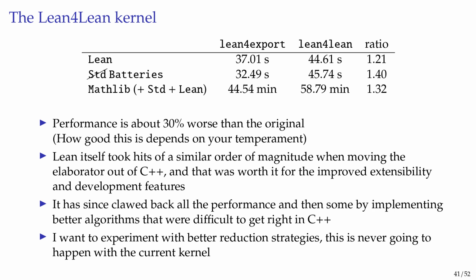Here's some stats from the paper. So Lean4Export is basically you run the original C++ kernel, and Lean4Lean has exactly the same interface. You are just using the other kernel this time, and you can see about a 30% degradation with respect to the original. So whether you think this is a good number or a bad number depends on your disposition.